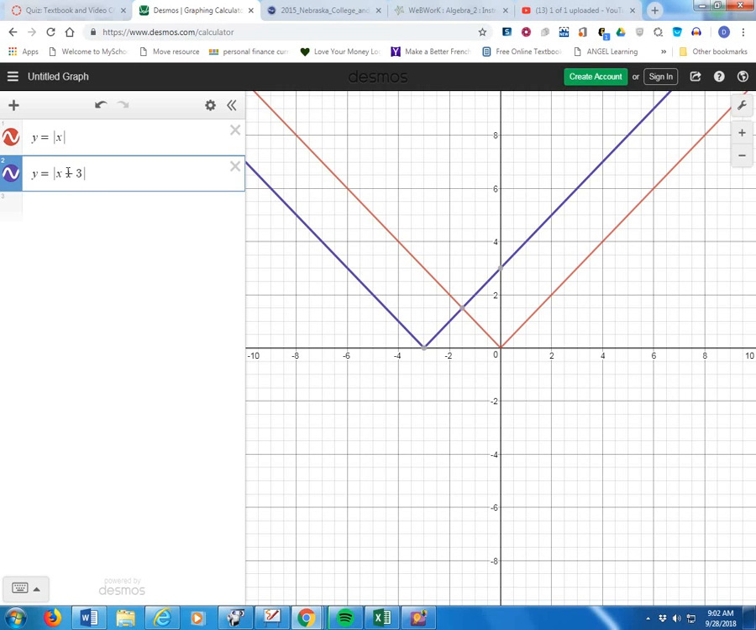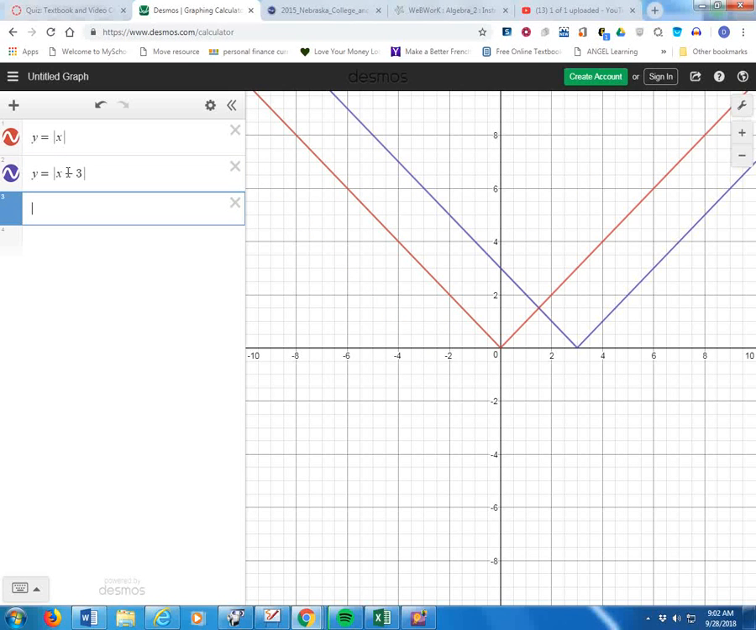Anytime you add something inside the function, inside the parentheses of a function, or the absolute value sign, it's going to shift left. What do you think is going to happen if I make that sign negative? It's going to shift to the right. Let's see if it works. Yes, it worked. It went to the right.